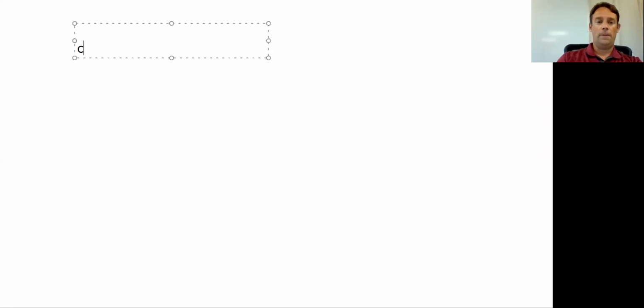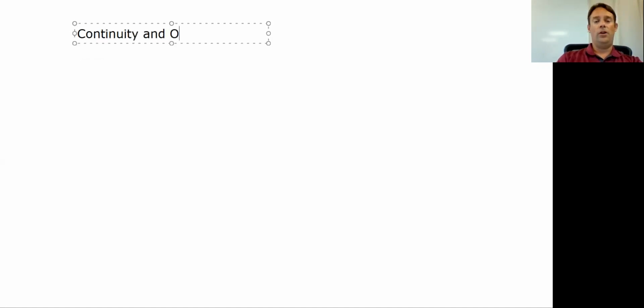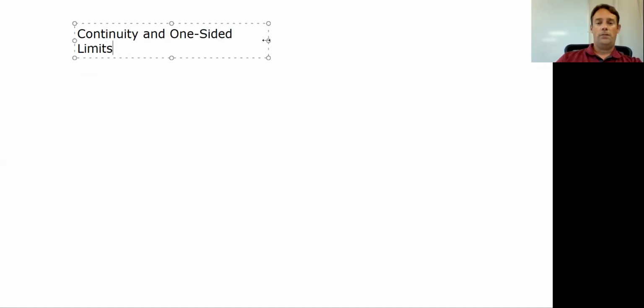Well, that's not what I apparently have fat fingers. There we are. Continuity and one-sided limit. So this is going to be the gist of what we're looking at today.